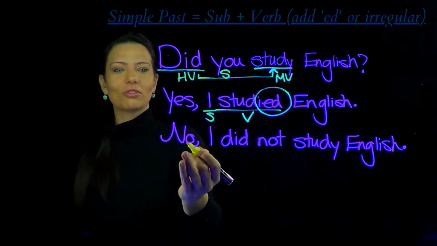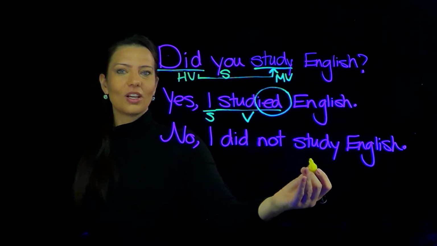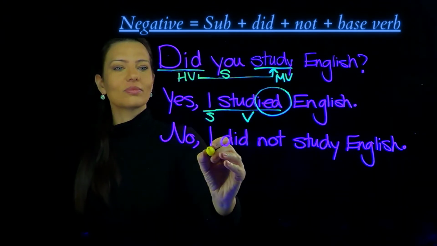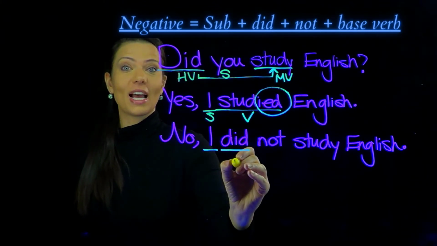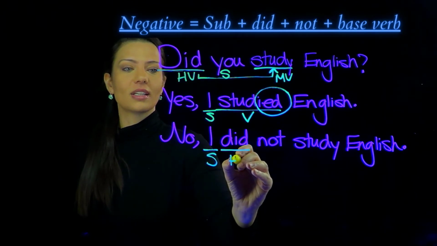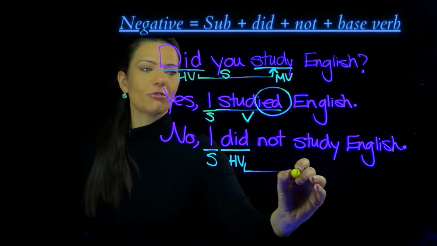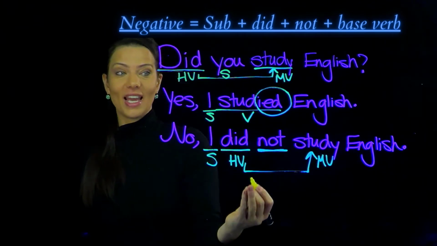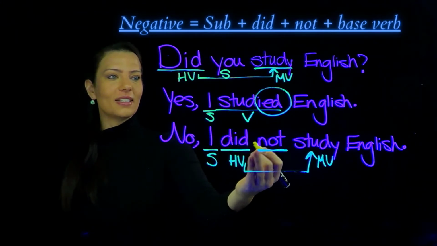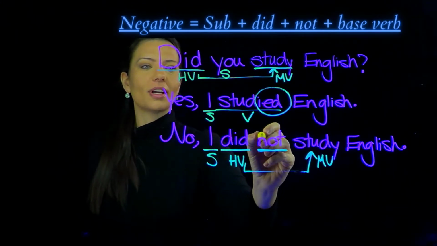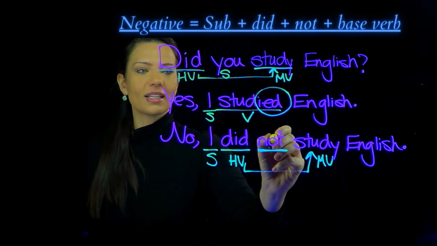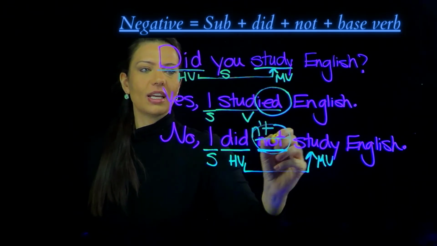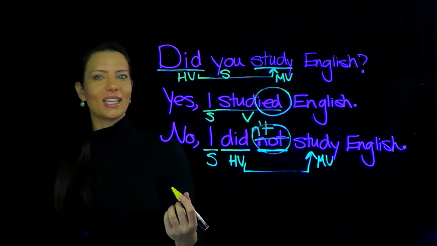Let's take a look at the negative. No, I did not study. So the negative statement follows this structure. Subject plus helping verb, which is did. That helping verb is helping out the main verb, study. And between those two, we have the negative or not. So no, I did not study English. Now, remember, in this case here, we could contract this and we could simply write didn't, right? If I wanted to contract it and sound more like a native speaker.